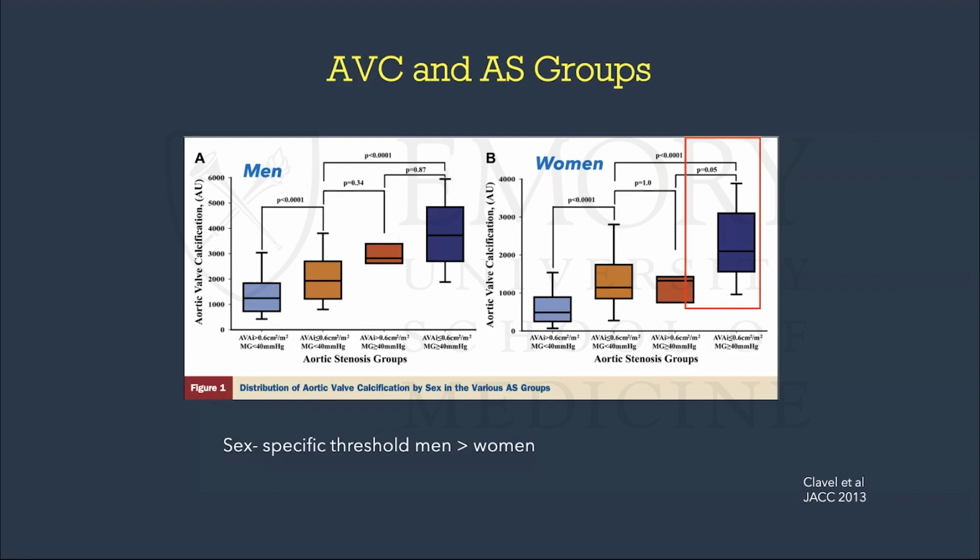severe AS in men. And then in women, that number is slightly different. This fourth group has a calcium score of 1,200 and above, and they had characteristics of severe AS.